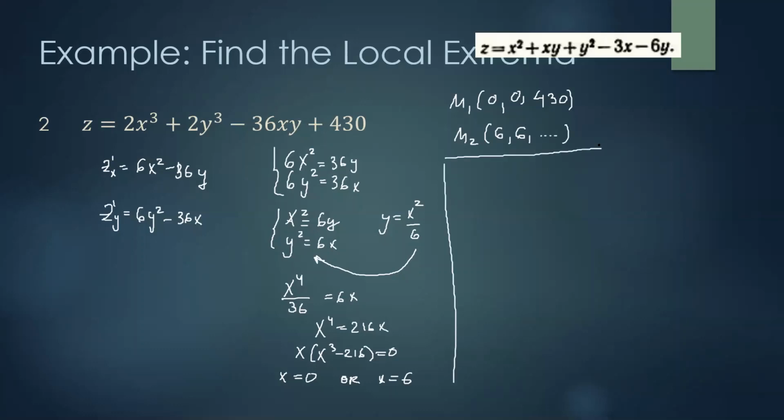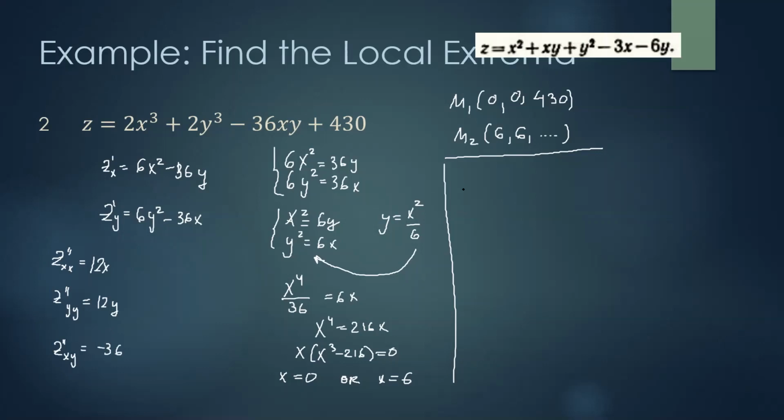So now we have 2 points. We still need the second order derivatives. I will find them here. So the second order derivative both times by x is 12x. That's it. The second order both times by y is evidently 12y. And the second order mixed, x by y, is minus 36.